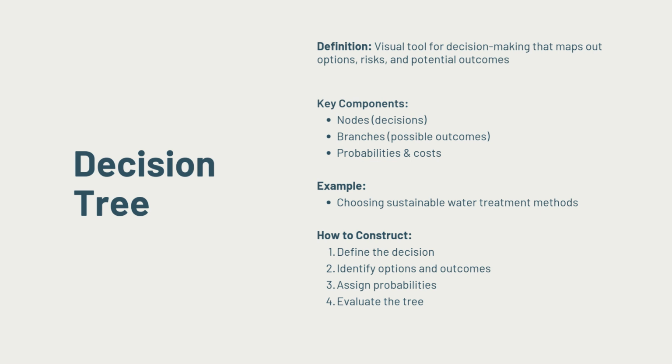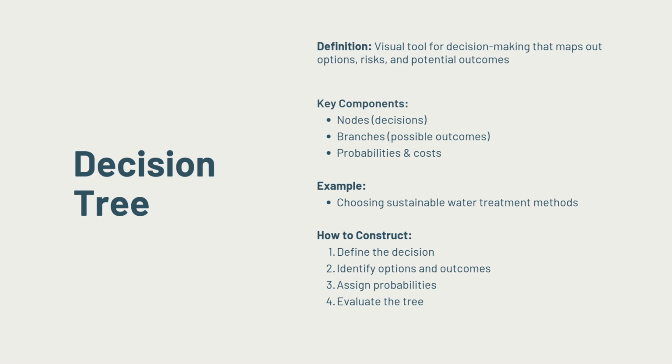Now let's take a closer look at the decision tree. A decision tree is essentially a diagram that helps visualize all possible decisions you could make and the consequences of each of those decisions. It's structured like a tree, where each branch represents a possible choice and each leaf shows an outcome, whether it's positive or negative.